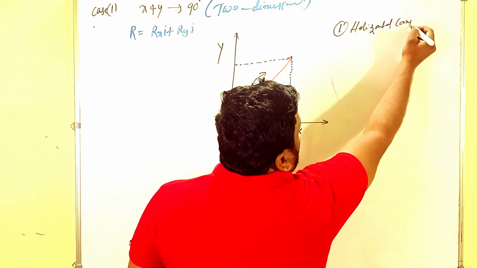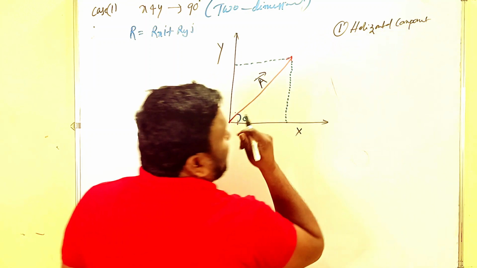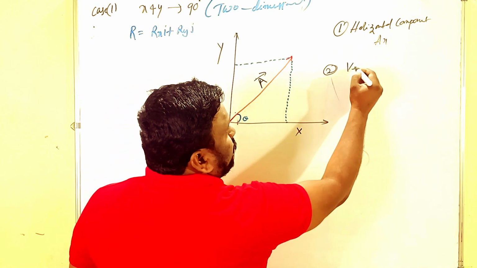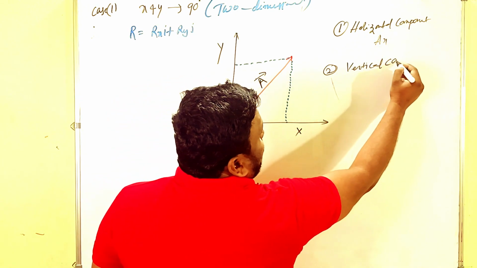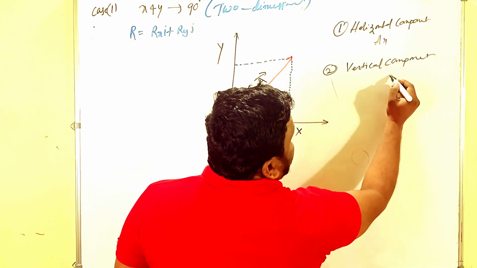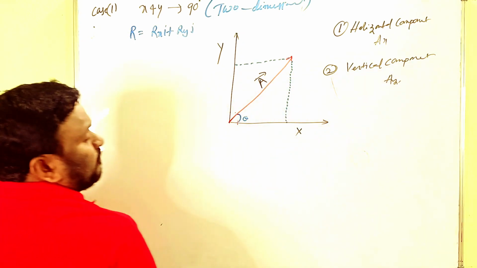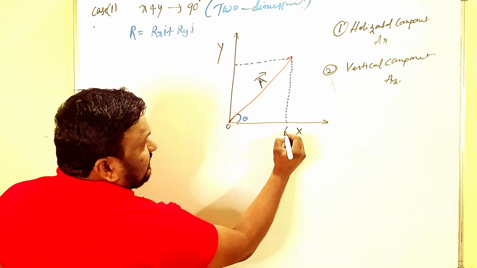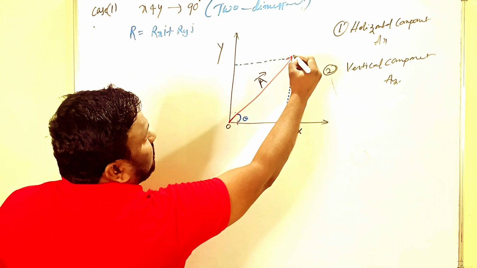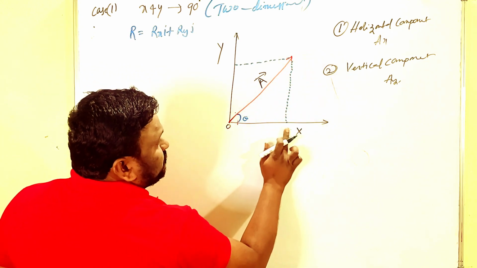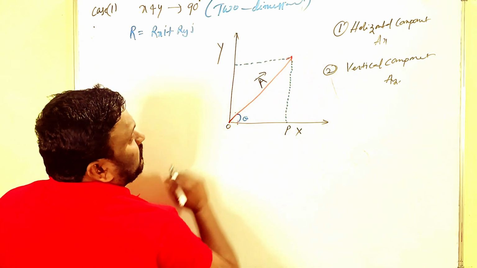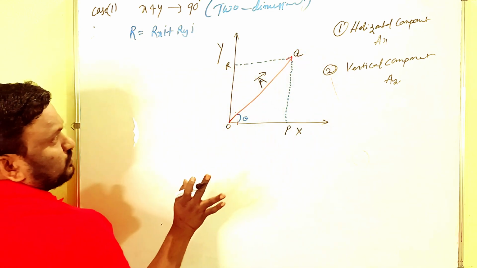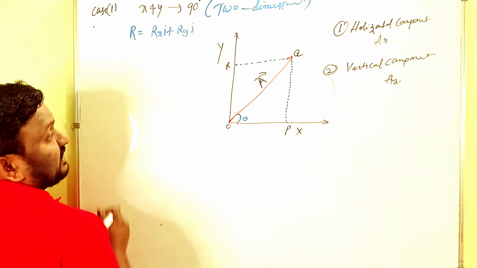Horizontal component, that is what? AX. And number two is the vertical component. That should be taken as AY. Clear? So here this is the O and this is the A, and I am saying now if OP, okay, and this is the Q and this is the R, okay, OPQR, like that.